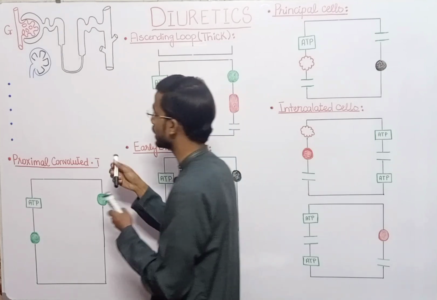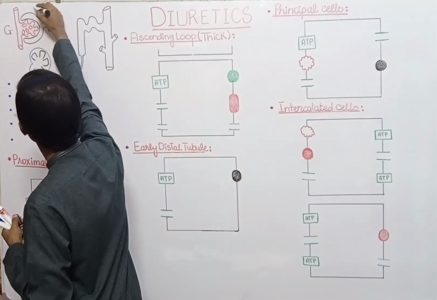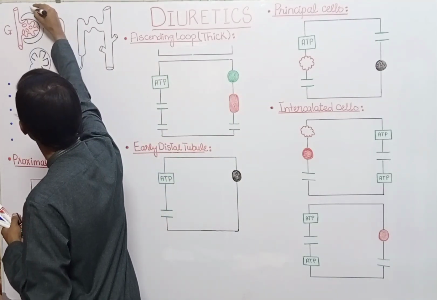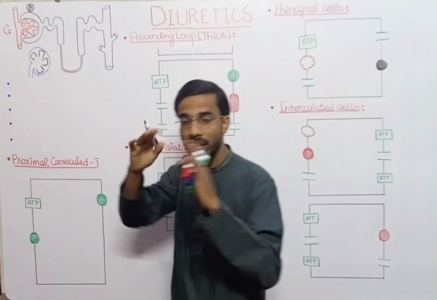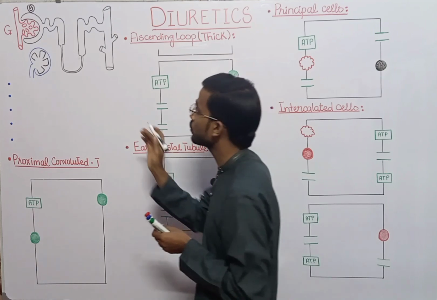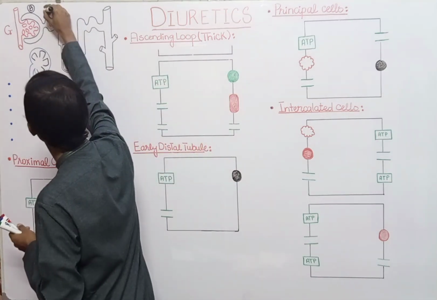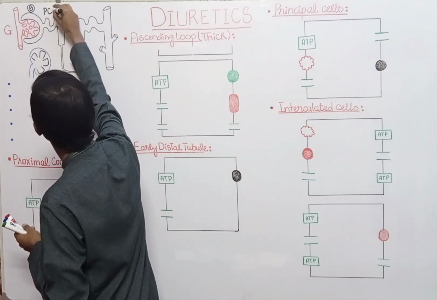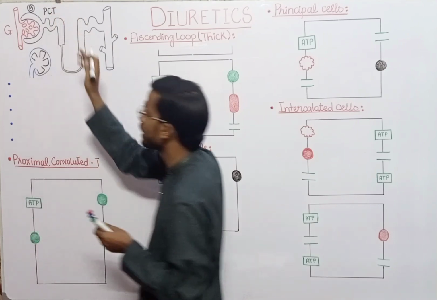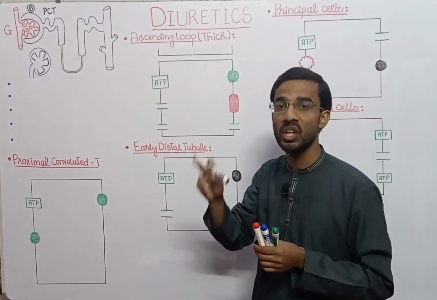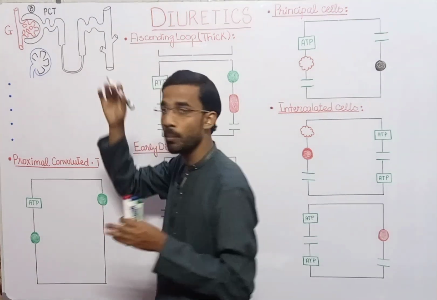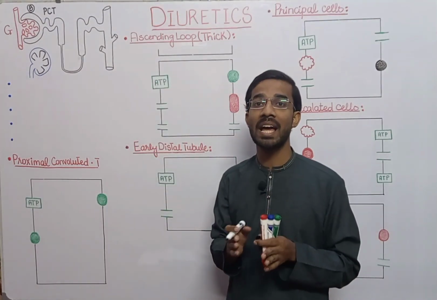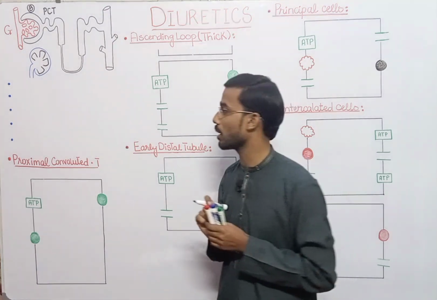Next component is the Bowman's capsule, which surrounds the glomerulus. And next is the proximal convoluted tubule. If we move further, then you will see the loop of Henle. The loop of Henle has three basic components.